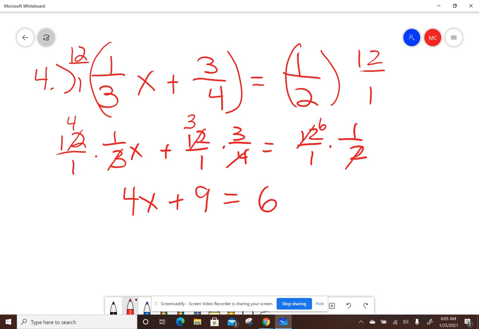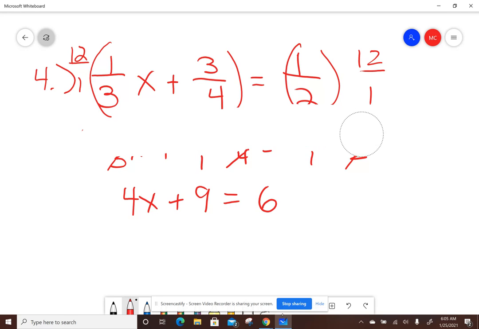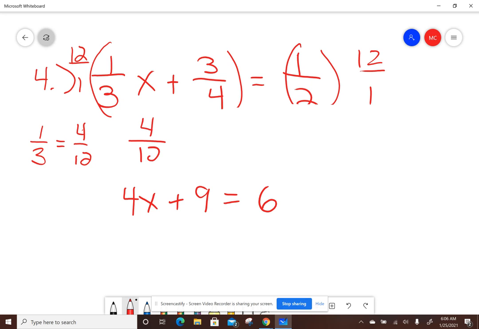Now, another way you could do it is we could say, I'm just going to get a common denominator for all of these. And I know my common denominator should be 12. So instead of doing it this way, I say 1/3 is what over 12? And it's 4 over 12. So I make this 4 over 12x. 3/4 is what over 12? 4 times 3, so this would be 9/12. And 1/2 is what over 12? Well, that's 6 over 12.